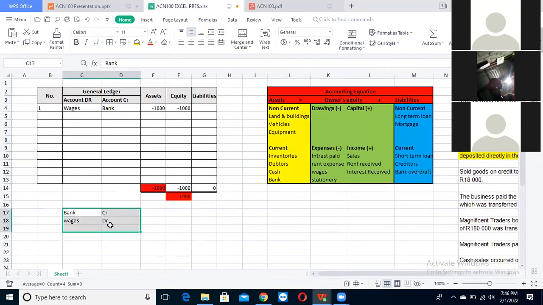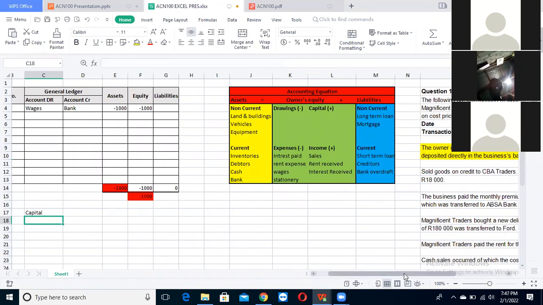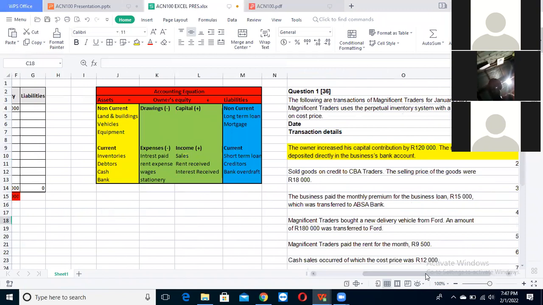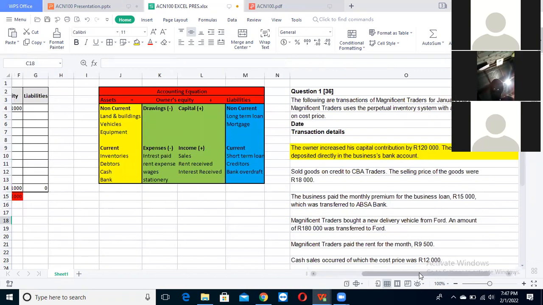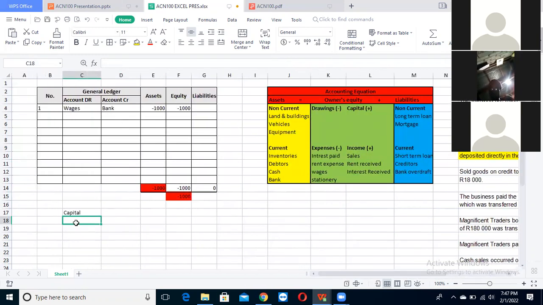Let's just delete this. We're done with this one. So capital becomes one account because the money is coming from where? From capital. It's a capital contribution, and hence the money is coming from capital, which is an account in itself. And where is the money going? We have been told by the question that the money was deposited directly in the business's bank account, which means the other account in this question is the bank account.